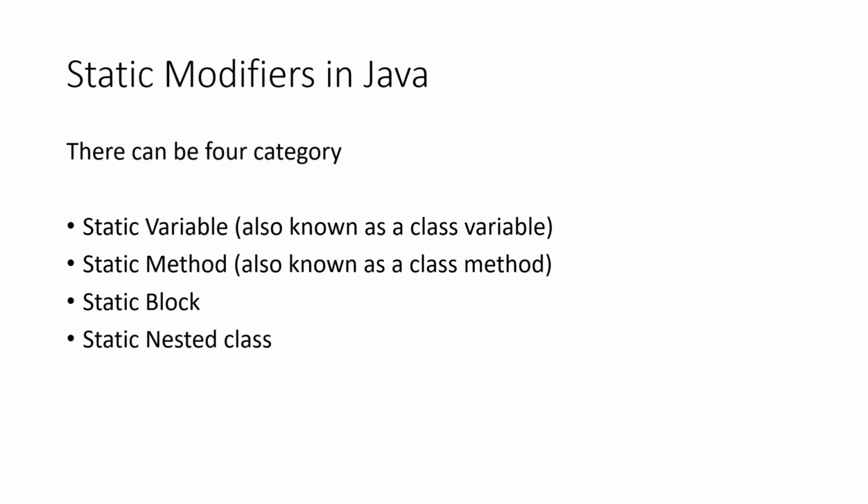So static modifiers in Java, we can say there are four categories: static variables, static methods, static blocks, and static nested classes. A static variable is also known as a static or class variable, and a static method is also known as a class method. So let's know one by one.